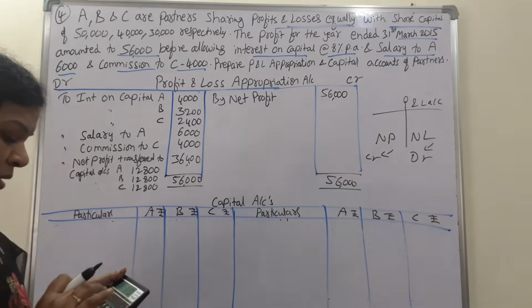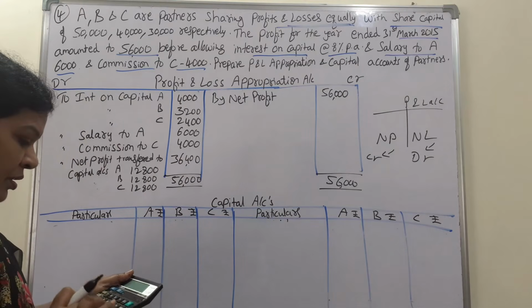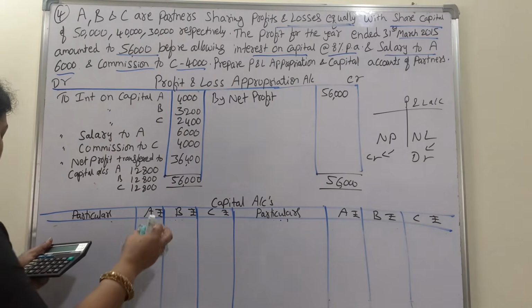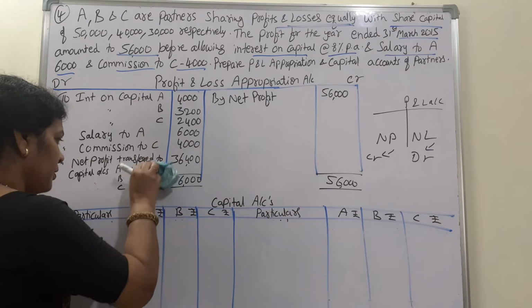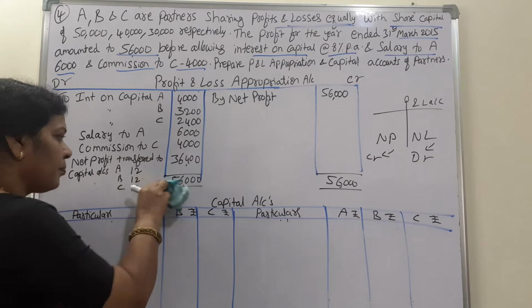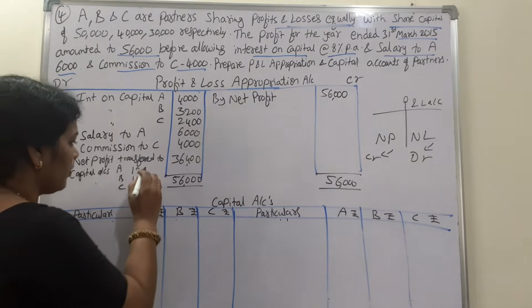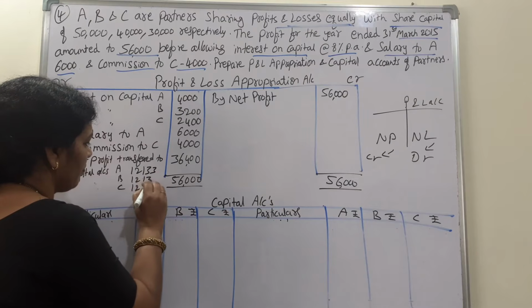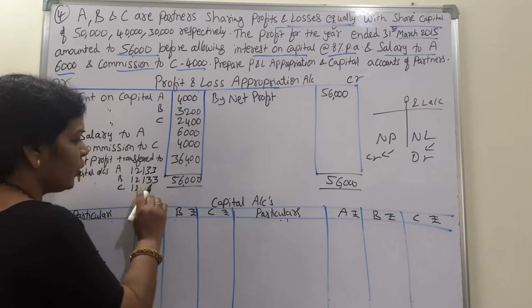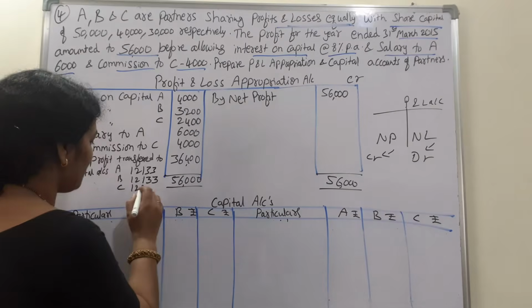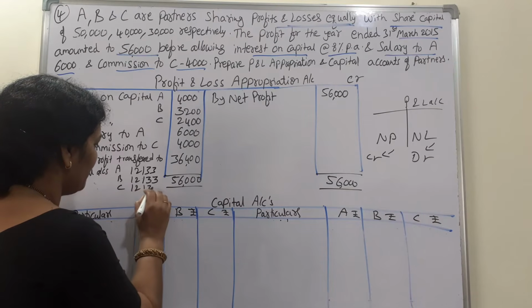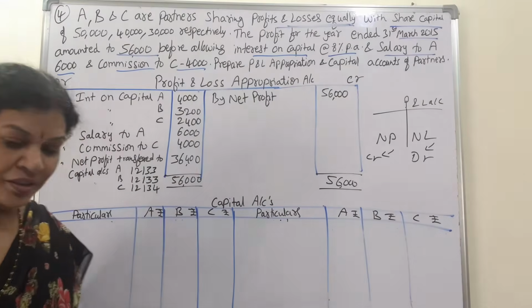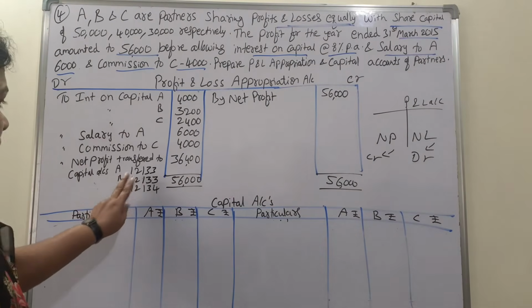36,400 divided by 3, we are getting 12,133. ₹1 extra, no? So we'll give it to C, 12,134. If you total up, it should be 36,400. Okay, so this is the profit.